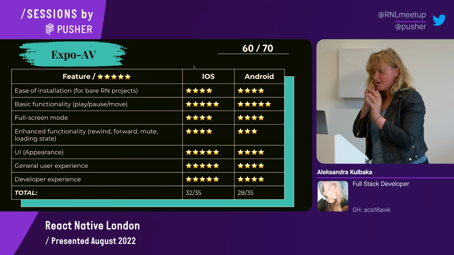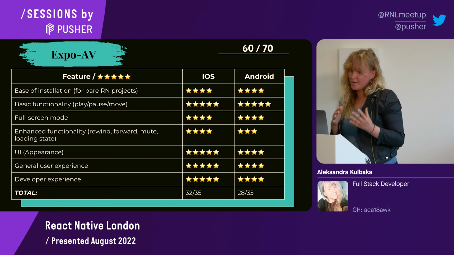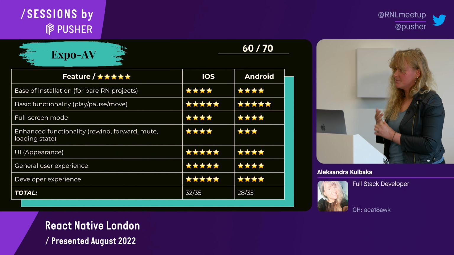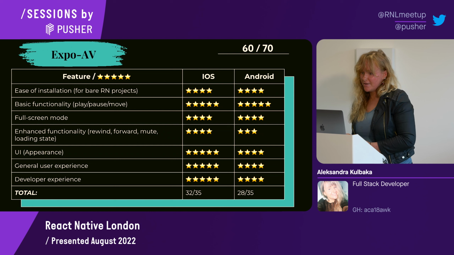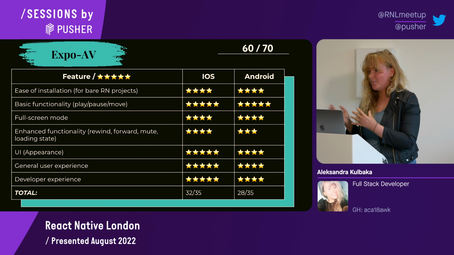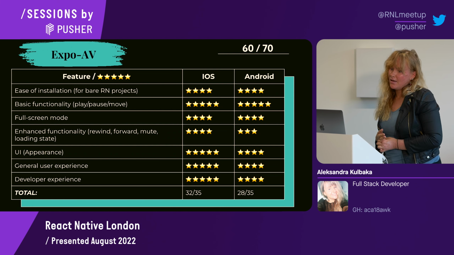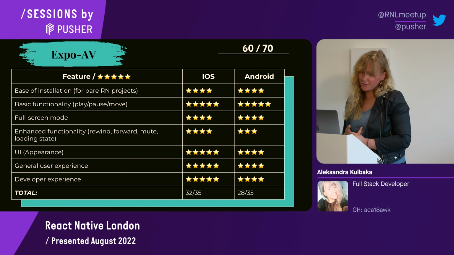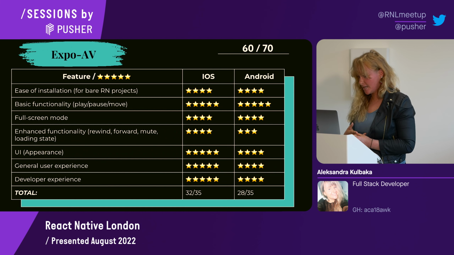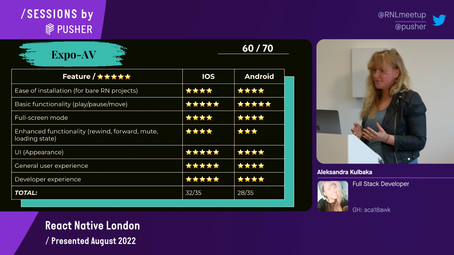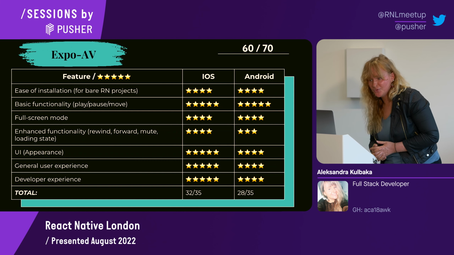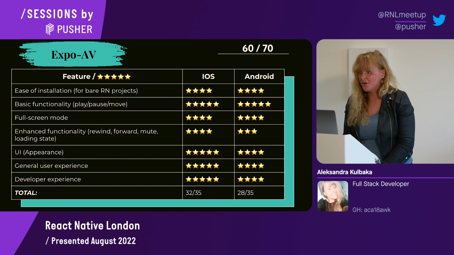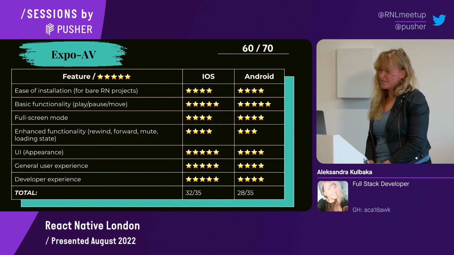For Android, as you can see, the biggest difference between Expo-AV and React Native Video is the ease of installation. It was much, much easier. I gave it 4 out of 5 because of this another dependency that you need to add. I decreased the rating for both iOS and Android by 1 star for full screen mode and the loading just because you had to do it yourself. Android does not support mute function, so I also decreased that by 1. But in general, I really, really enjoyed using this library, and I would definitely recommend it.